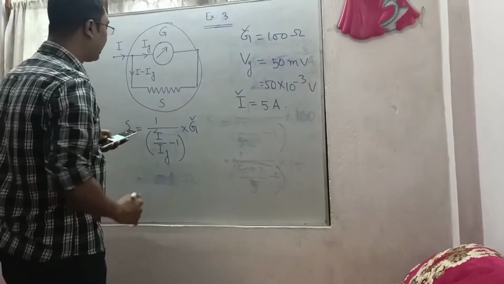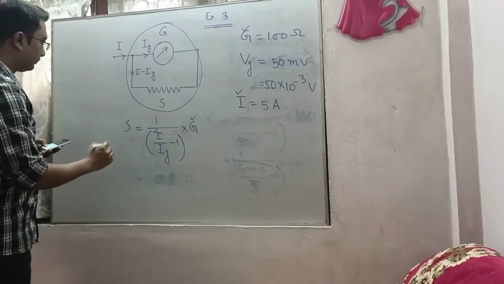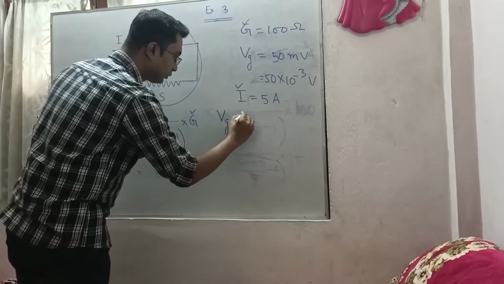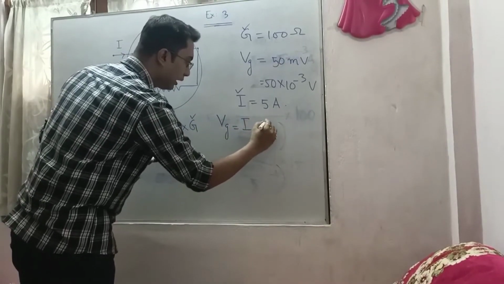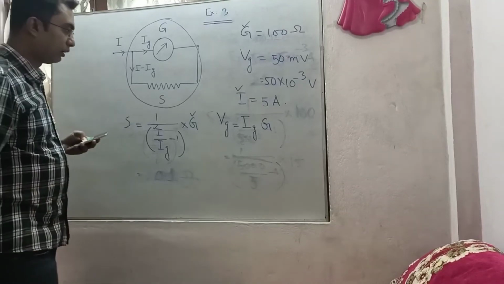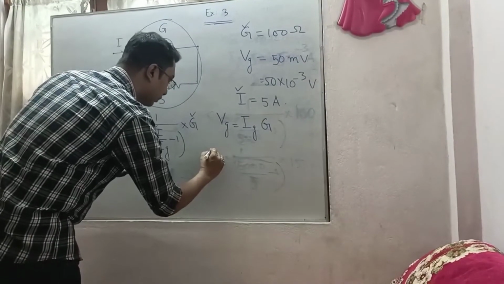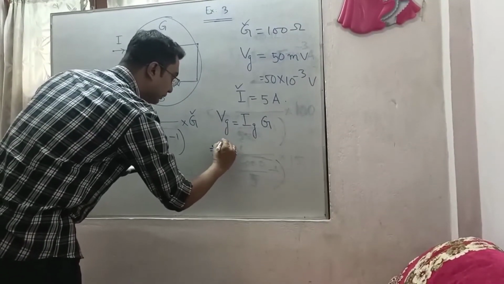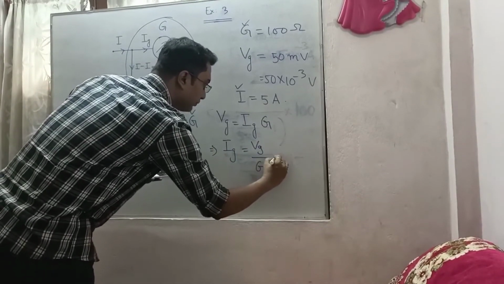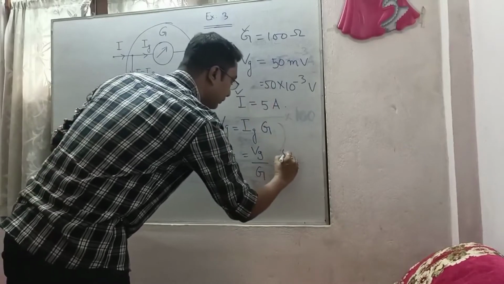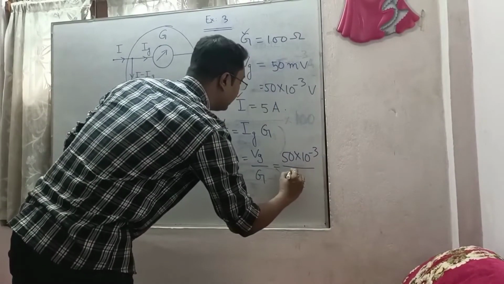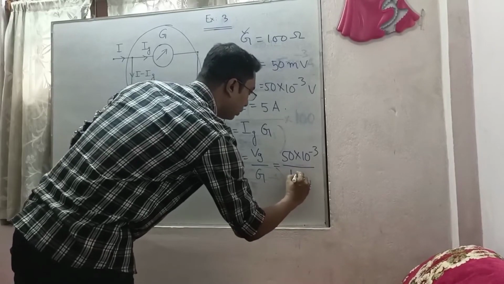So we can apply Ohm's law, that is V equal to IR. So Vg is equal to Ig into R. R means the resistance of the galvanometer, that is G. So from this, let us calculate the value of Ig. Ig equals Vg by G. So Vg is 50 into 10 to the power minus 3 volts divided by G. G is equal to 100 ohm.